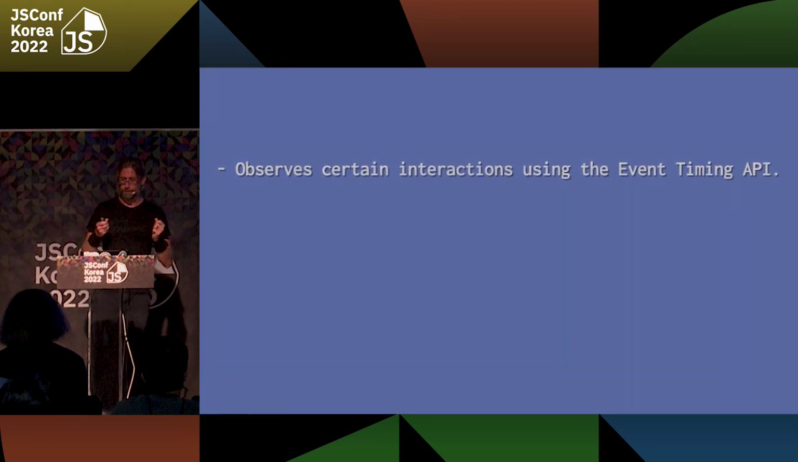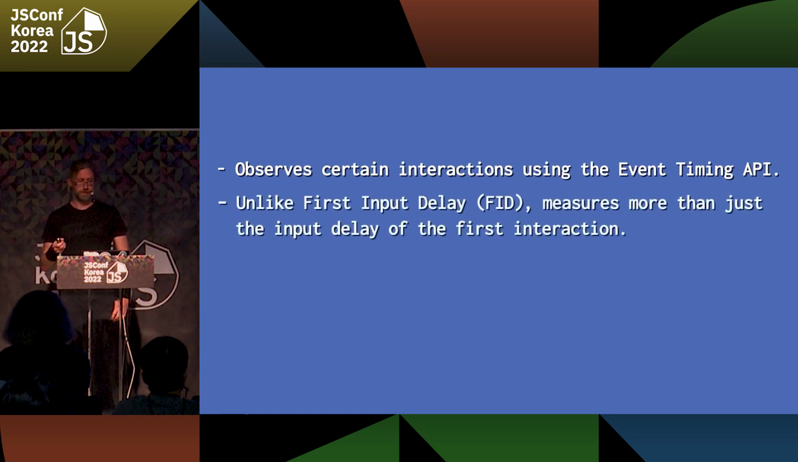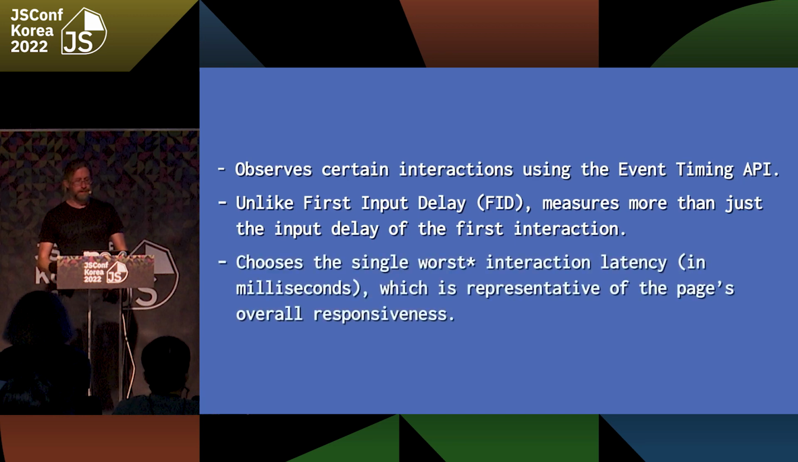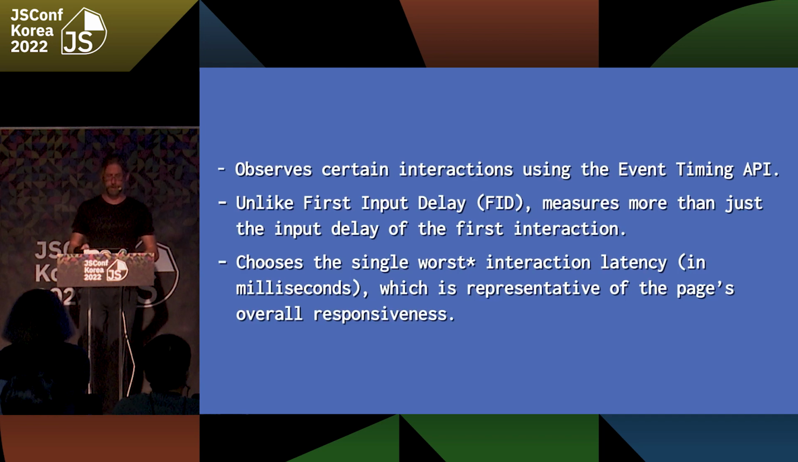INP is a metric that observes certain interactions using the Event Timing API. This API receives an entry every time the user interacts with the page and contains timings for those interactions. Unlike First Input Delay, INP measures more than just the input delay of the first interaction. If you don't know what an input delay is, don't worry, we'll get there. And finally, it chooses the single worst interaction, or close to it, which is intended to represent a page's overall interaction latency. It's a bit more complicated than this, so a little bit more on this in a bit.